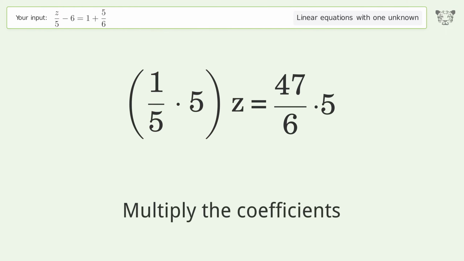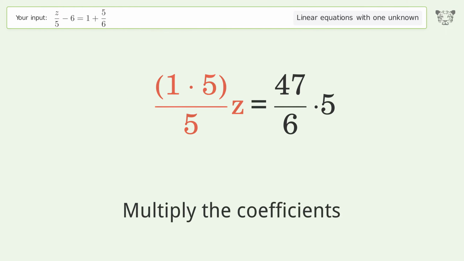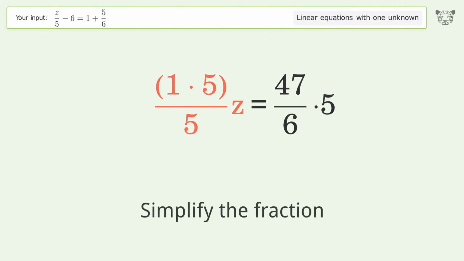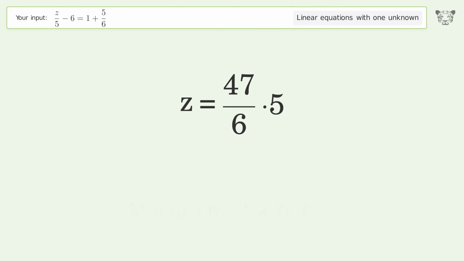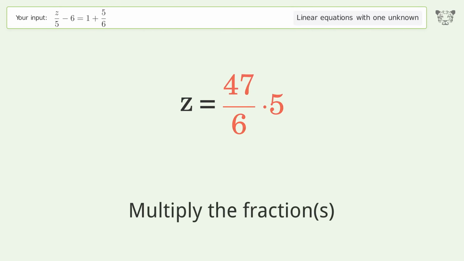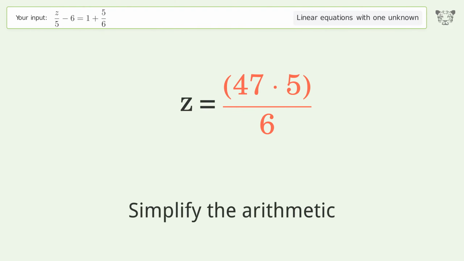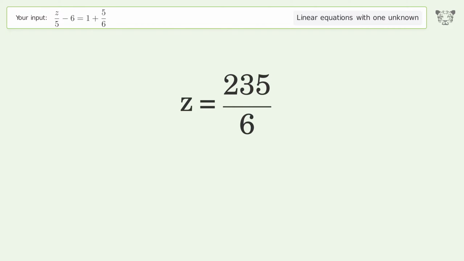Multiply the coefficients. Simplify the fraction. Multiply the fractions. Simplify the arithmetic. And so the final result is z equals 235/6.